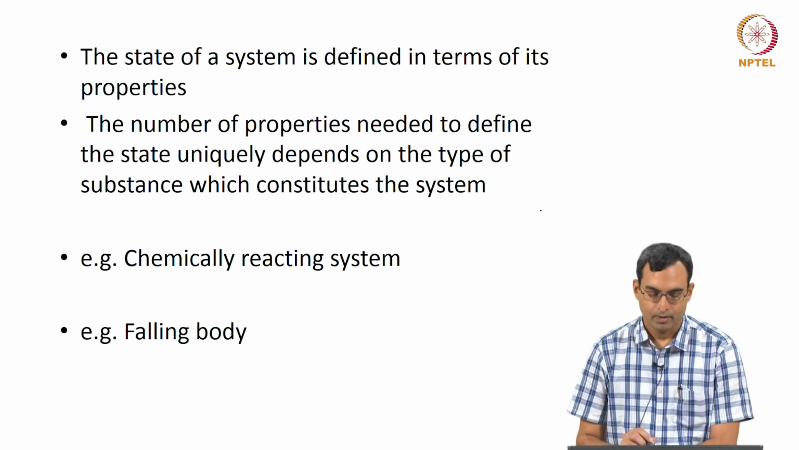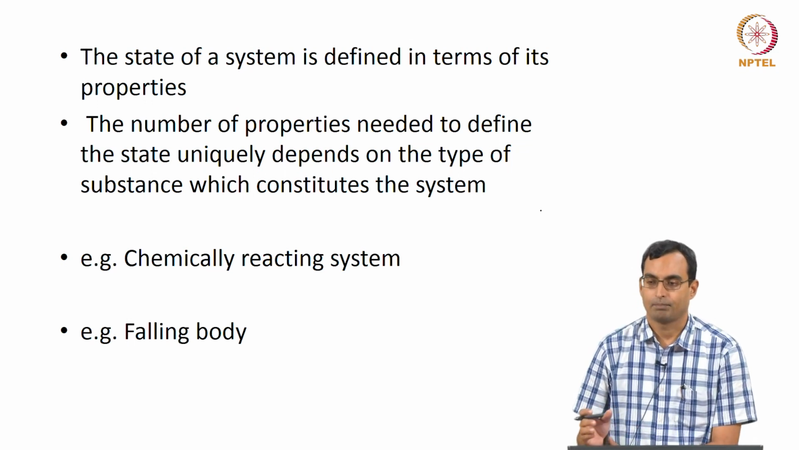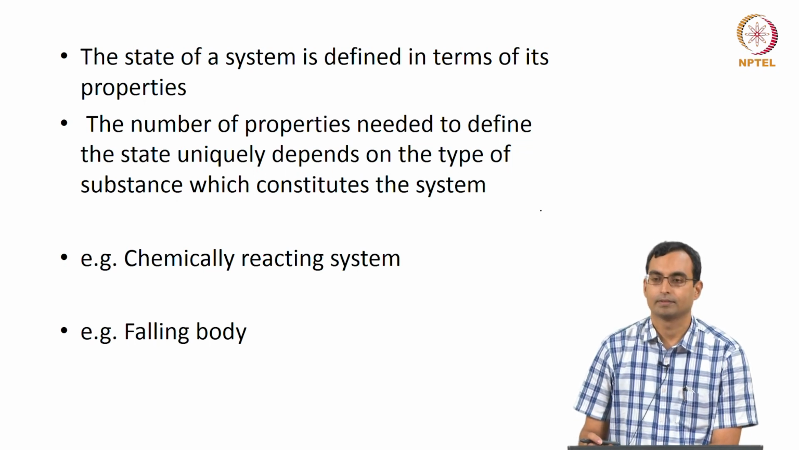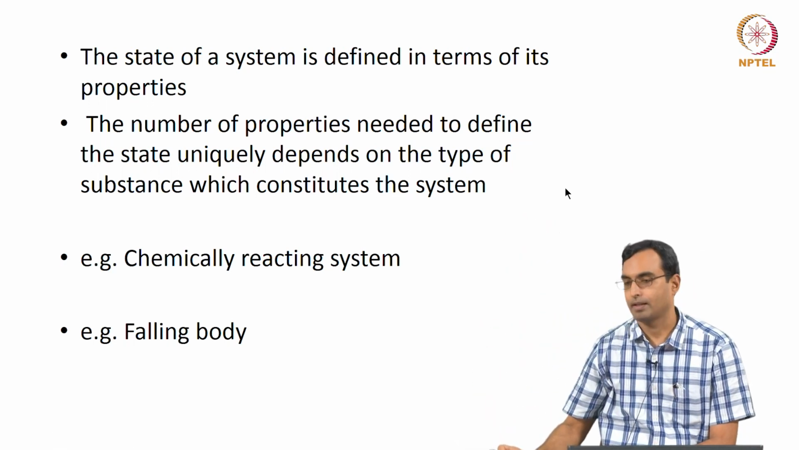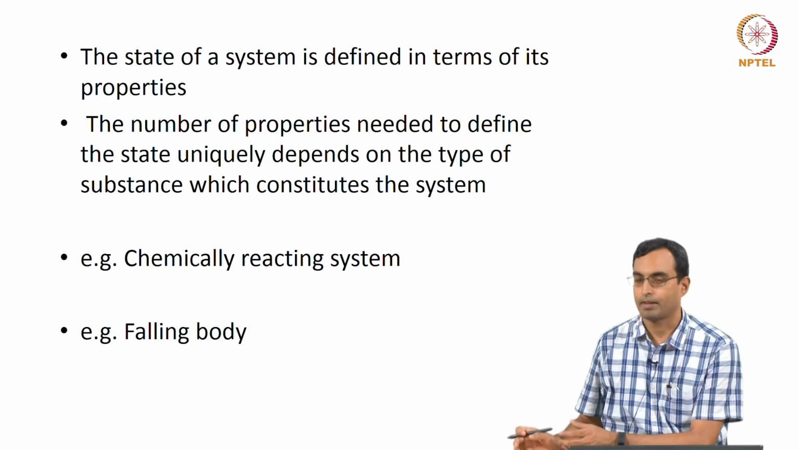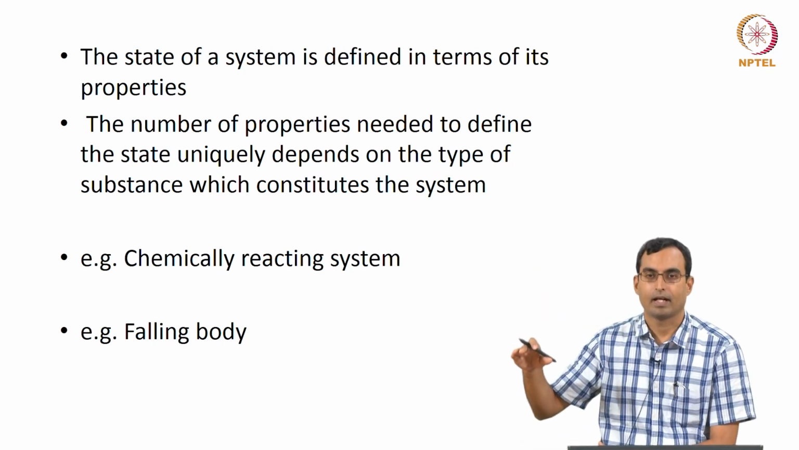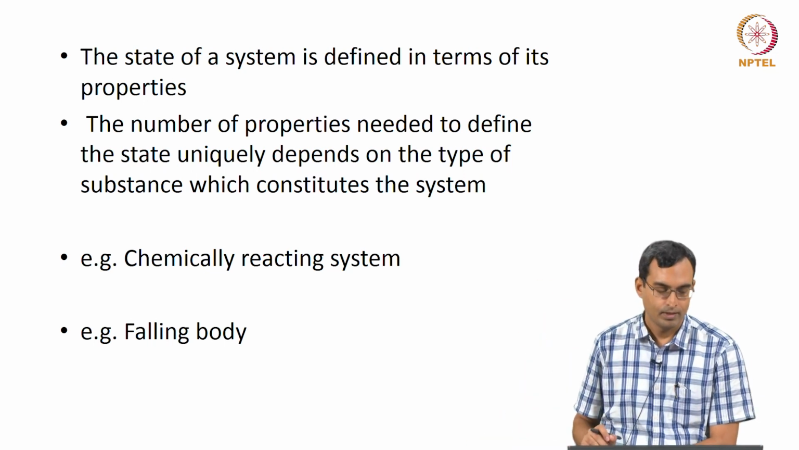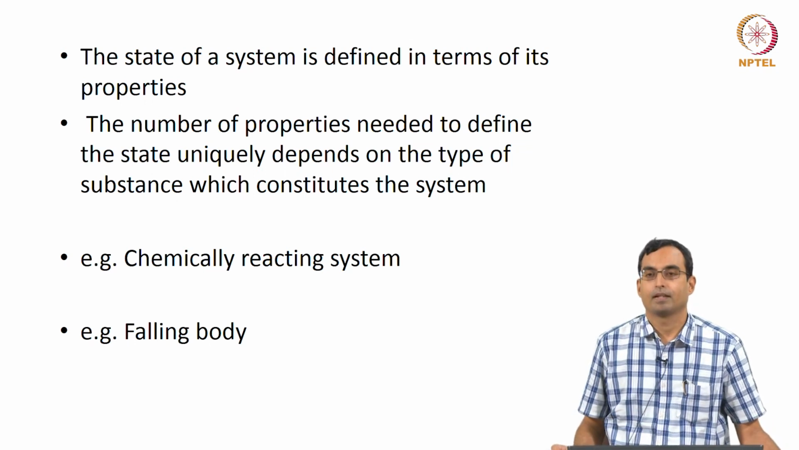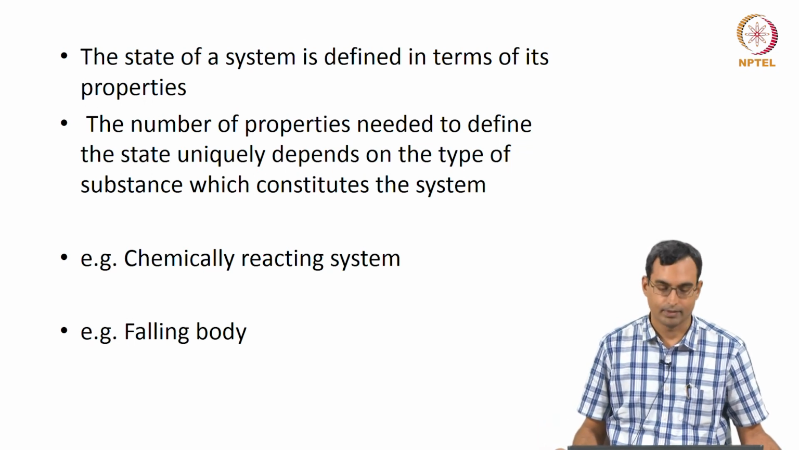The number of properties needed to define the state uniquely depends on the type of substance which constitutes the system. For example, if we have a chemically reacting system, like methane being burnt in oxygen to form carbon dioxide and water, we would need a certain number of properties. If I have, for example, this mouse over here falling, I would need a certain number of properties, because I would need to know its temperature, its velocity, and how far away it is from the surface, because that tells me something about its potential energy and so on. So the kind of system it is and what kind of process it is undergoing tells me how many properties I need to know.